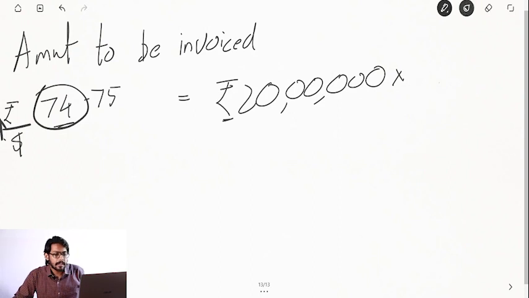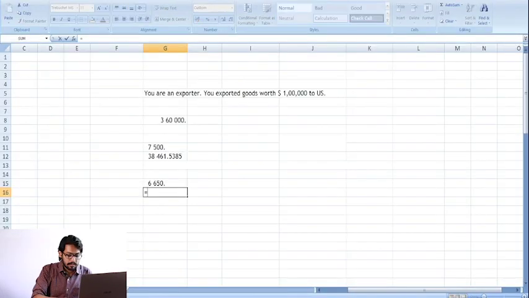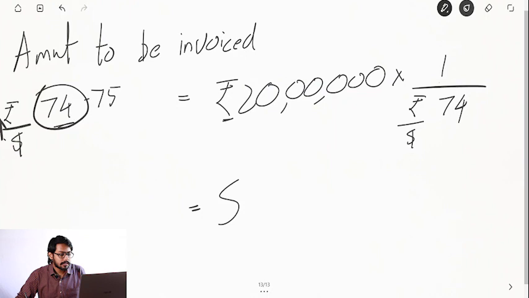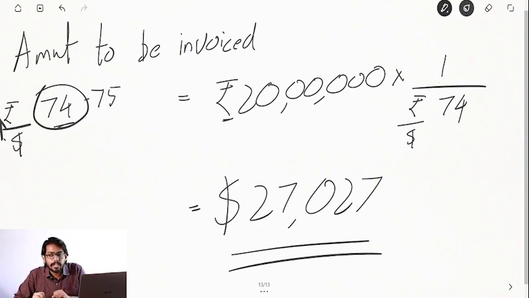So divided by 1 into 1 by rupee by dollar 74. What is 20 lakh divided by 74? It is 27,027 dollars. So you have to raise an invoice for dollars 27,027. He will send you dollars 27,027.